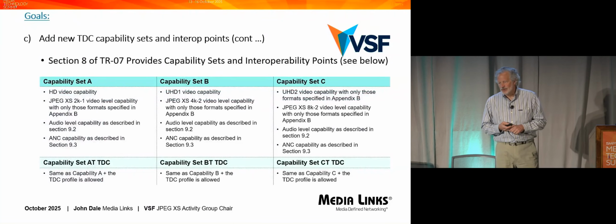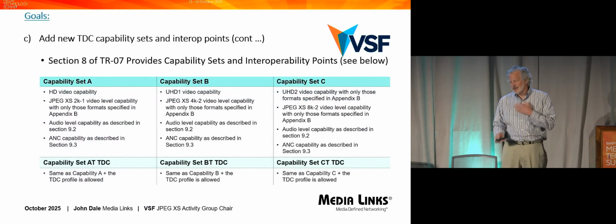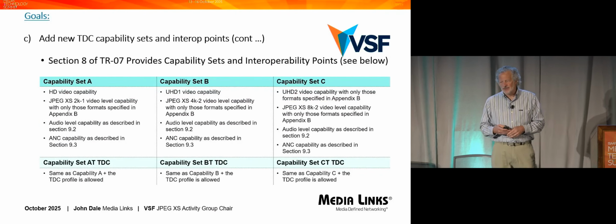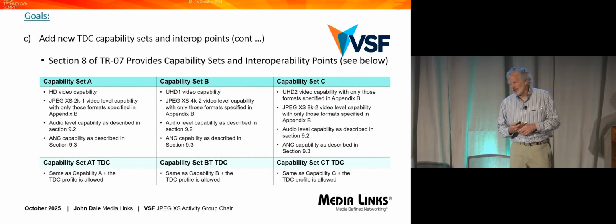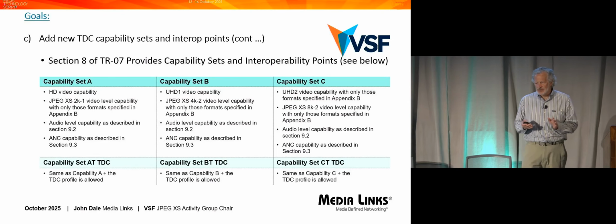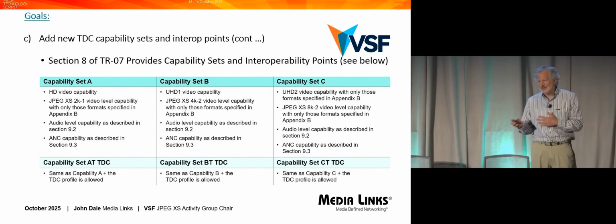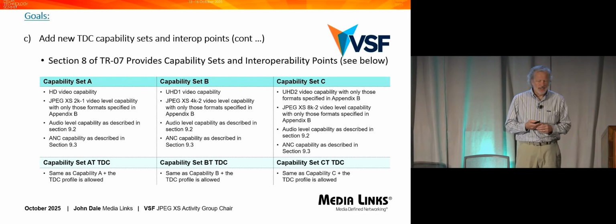So Section 8 of TR-07 provides capability sets. Capability set A has a matching TDC set, capability set B has a matching TDC set, and capability set C has a matching TDC set. So we didn't really change anything except add the TDC, except for the new frame rates that are added. Otherwise, the capability sets are the same.